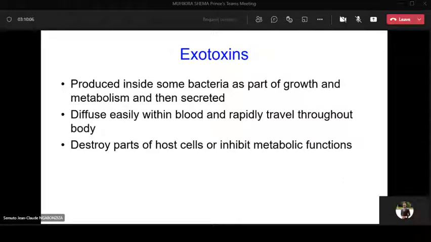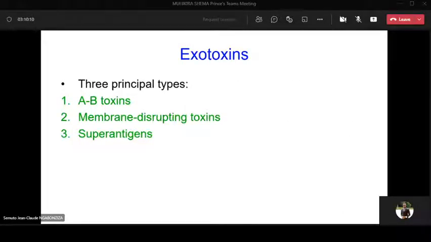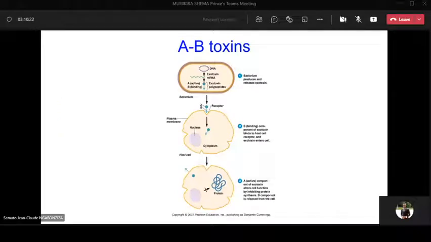So we have seen some of these exotoxins. We have seen three principal types: AB toxin, membrane disrupting toxin, and superantigen. As we said, this is a bacterium producing an exotoxin. In an AB exotoxin, B is the facilitator to adhere to a receptor on the cell, and it allows component A to get in. Component A is the one that disrupts the function of the cell, for example by blocking protein production.